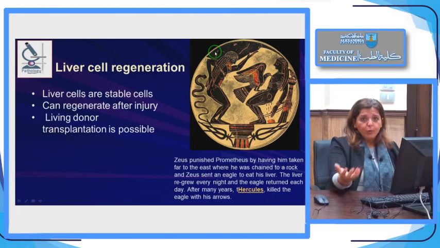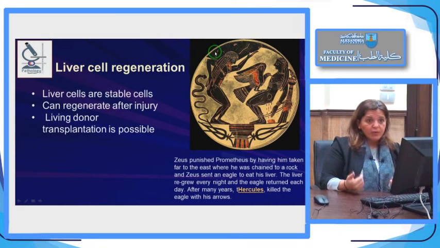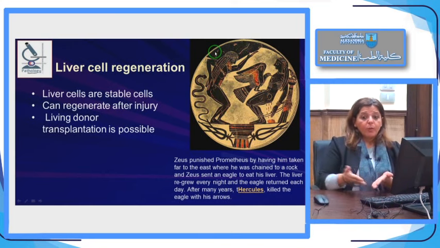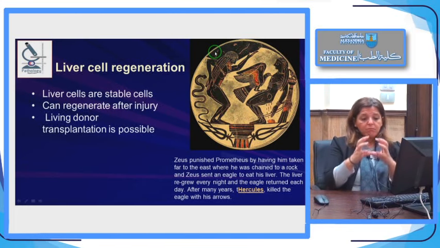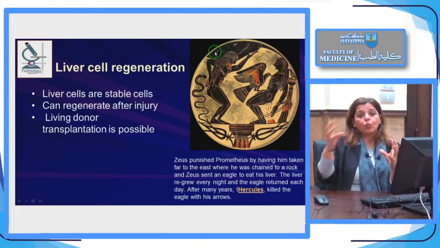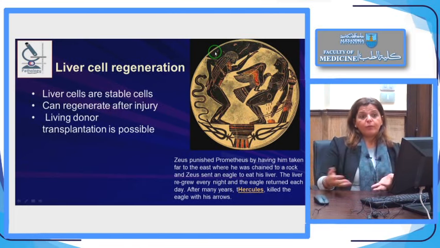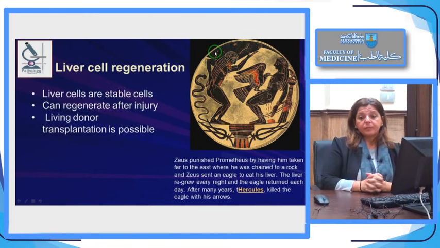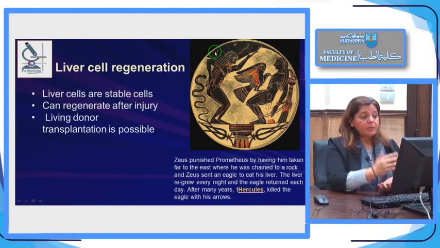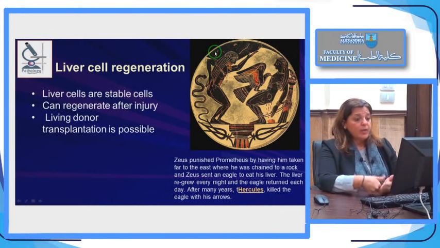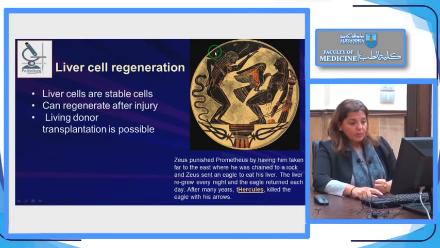So we don't wait for the person to die in order to take his liver. No, we take a piece of liver from a person who can donate one segment of his liver to another person who has liver failure or tumors or hepatocellular carcinoma. That's part of the treatment offered today to these unfortunate cancer patients.